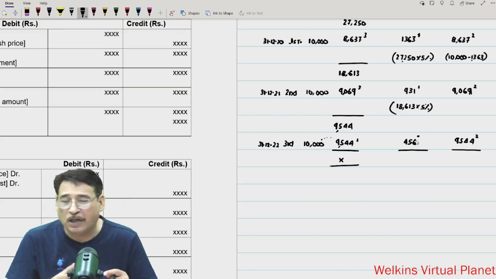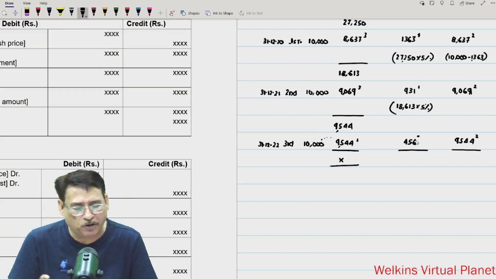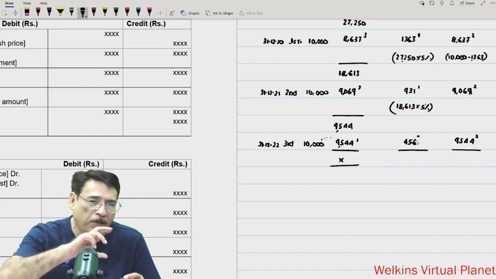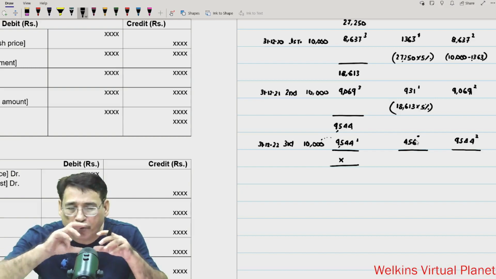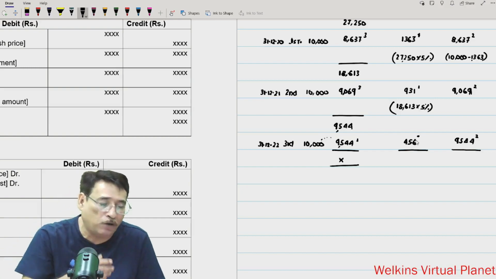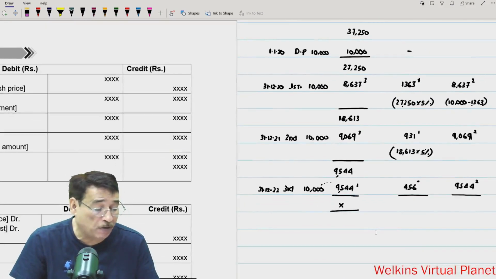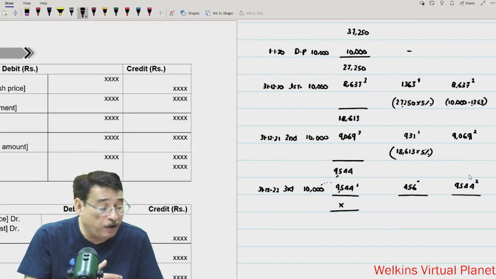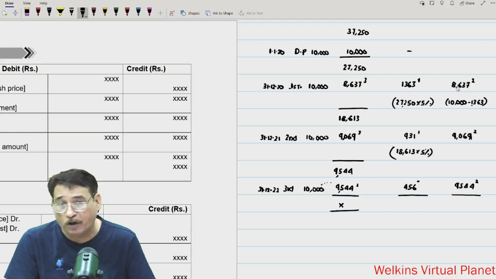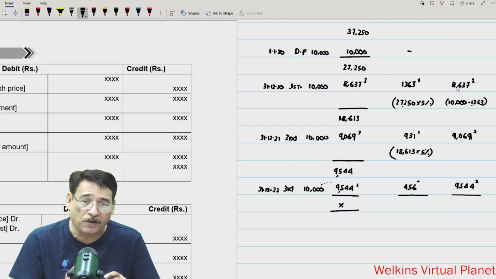And why we do the computation of interest? In fact, the topic is computation of interest, but the basic theme is that we want to break the installment into two separate parts because we want to know how much interest we are paying, correct? And how much of the installment we are paying against the what we call cash price. That is the basic reason.